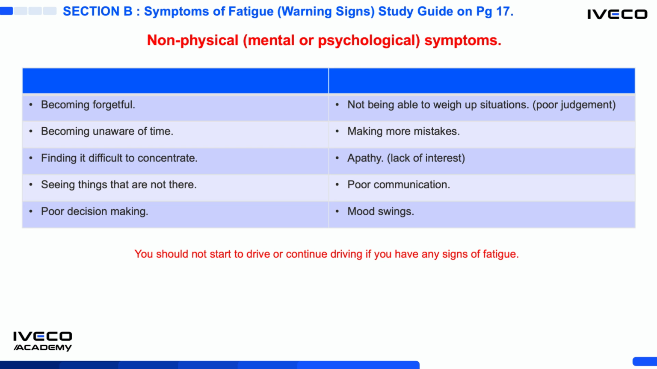Fifth point, poor decision making. Sixth point, not being able to weigh up situations or poor judgment. Seventh point, making more mistakes. Eighth point, apathy or a lack of interest. Ninth point, poor communication, possibly with other road users. An example could be not signaling in time. 10th point, mood swings, which could turn into road rage. You should not start to drive or continue driving if you have any signs of fatigue.